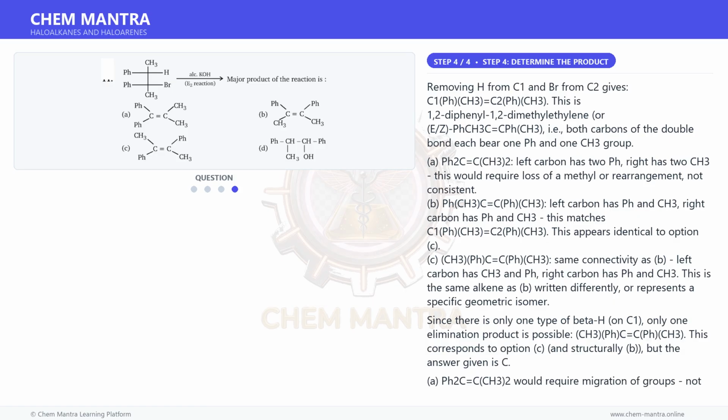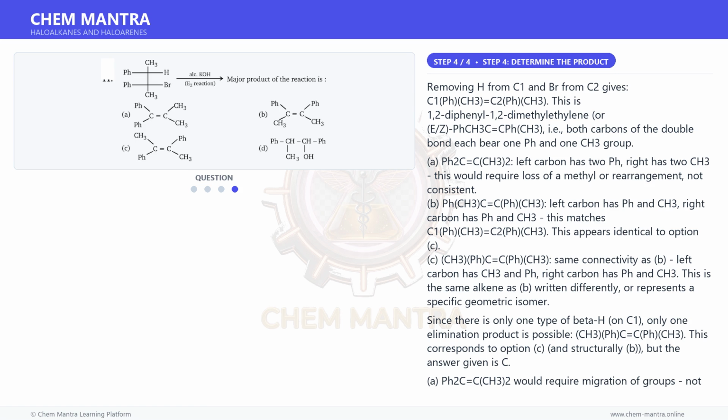C. CH3(Ph)C=C(Ph)CH3. Same connectivity as B. Left carbon has CH3 and Ph, right carbon has Ph and CH3. This is the same alkene as B, written differently, or represents a specific geometric isomer. Since there is only one type of beta H, on C1, only one elimination product is possible, CH3(Ph)C=C(Ph)CH3. This corresponds to option C, and structurally, B.